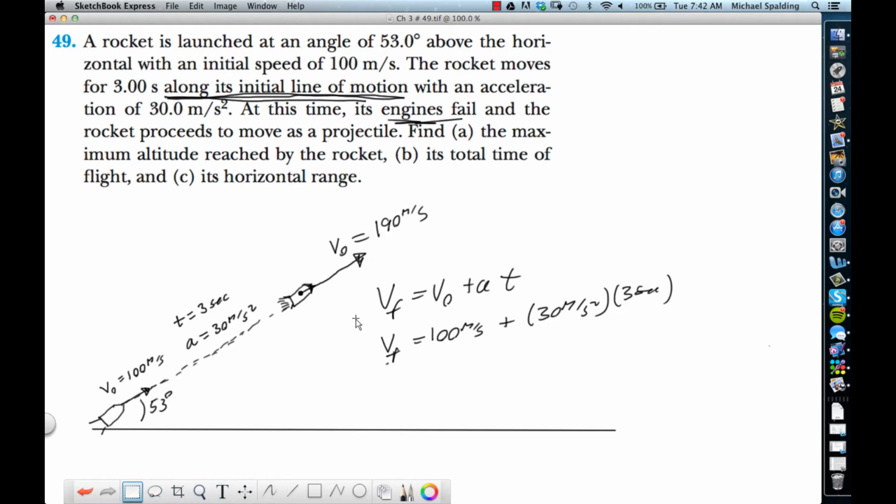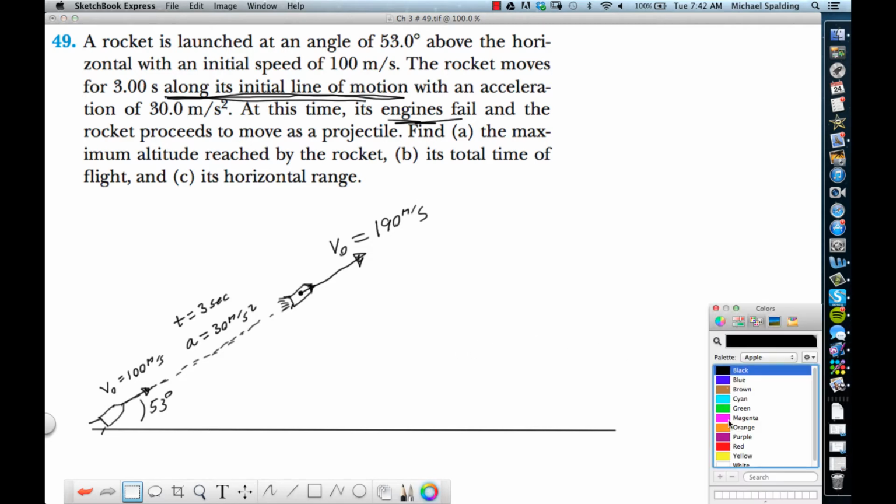Okay? Now, what are we going to have to do to that 190? The thing that we have to do anytime you have a vector that's not perfectly x or not perfectly y, what do you have to do? Break it into what? Components. Okay, now to do this, we need an angle. What's this angle in here? It's 53, because it's off the horizontal, and so is this 53. It's the same angle. All right, so that's 53 degrees in there.